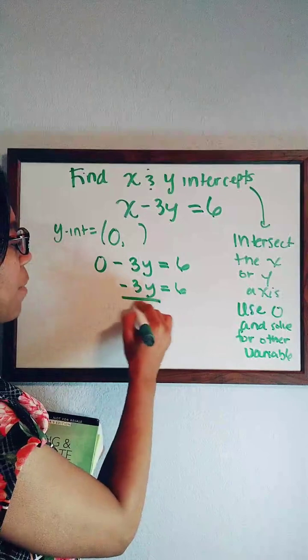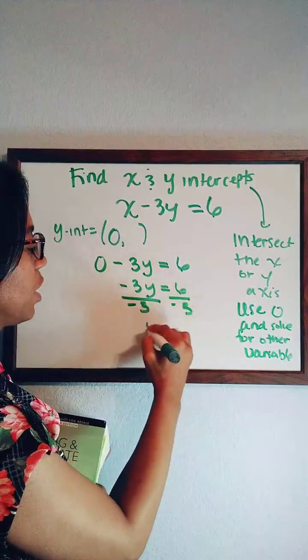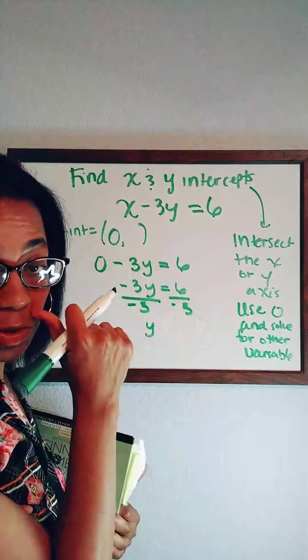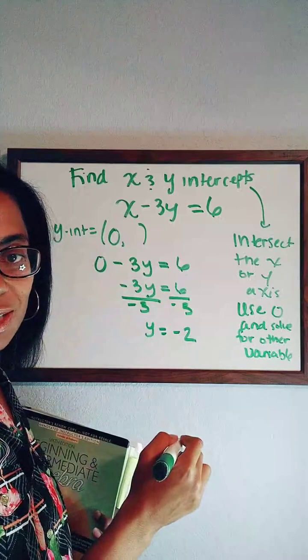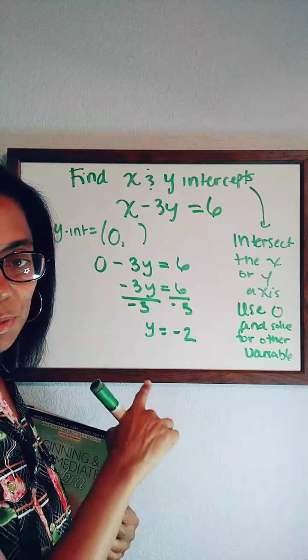Divide. Okay, we're going to divide by negative 3. Divide by negative 3. Y is equal to negative 2. Perfect. Did I get it right?